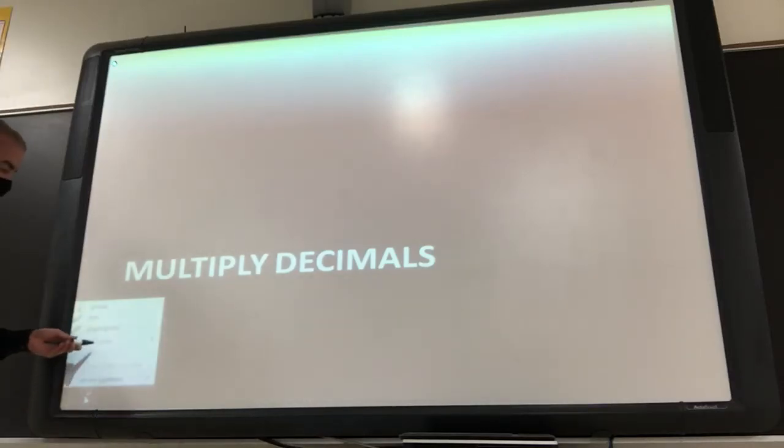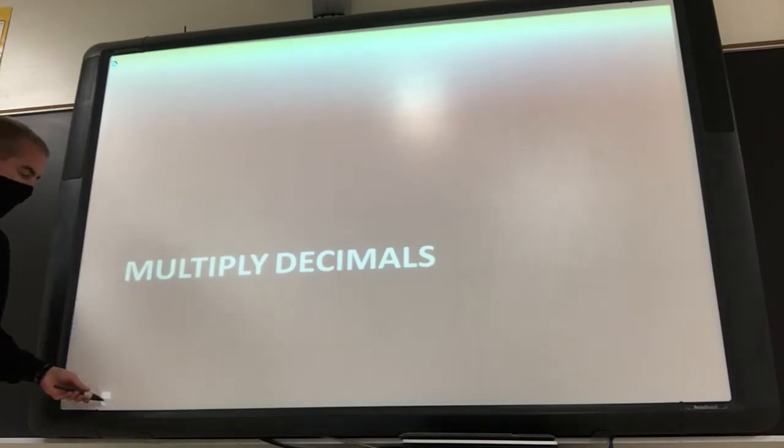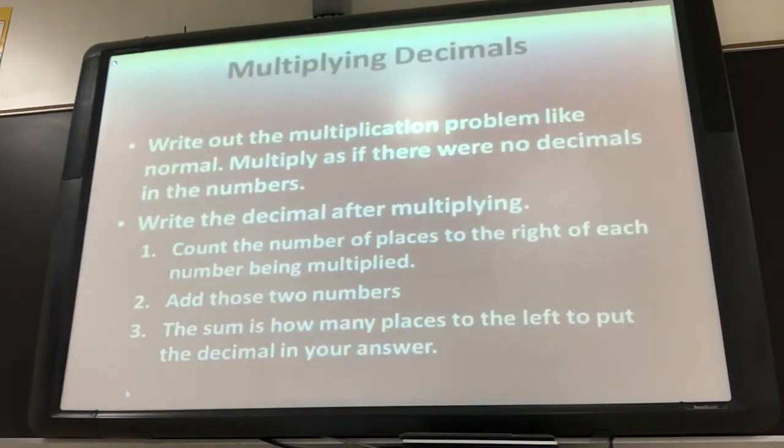Alright, so with multiplying decimals, what we are going to do is basically treat the problem at first like it doesn't have any decimals in it at all. We're going to write out the multiplication problem like normal, and then we're going to multiply this as if there were no decimals in the problem.